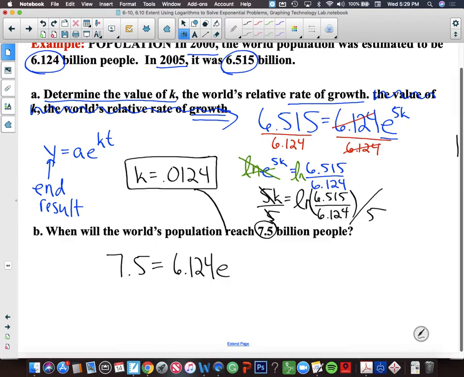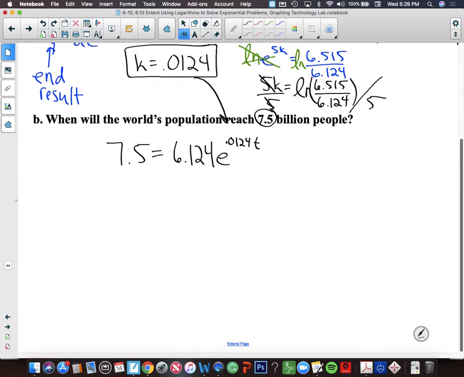Now we use that value of K up there, 0.0124 times t. And now we're doing the same exact thing that we just did to find the K value. Now we have to divide by the 6.124, take the natural log of both sides, divide by that 0.0124, and then you will have t. So let's do that.